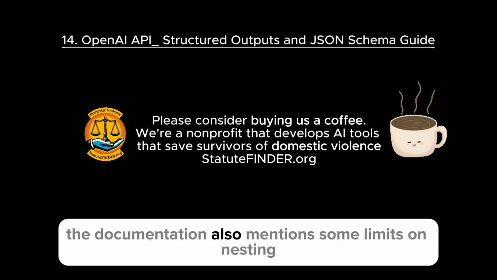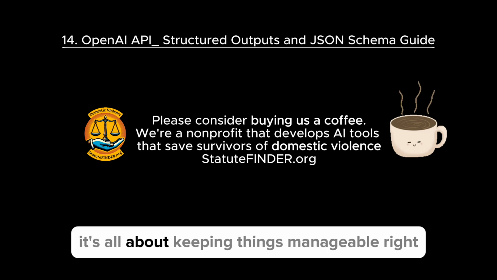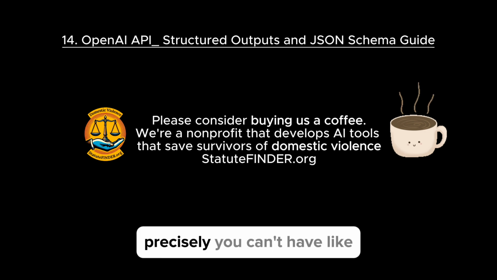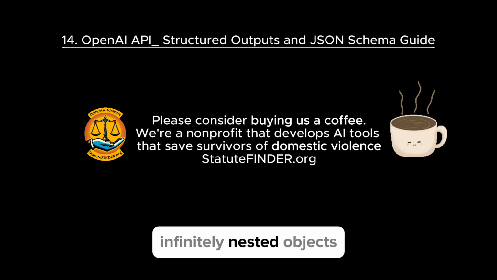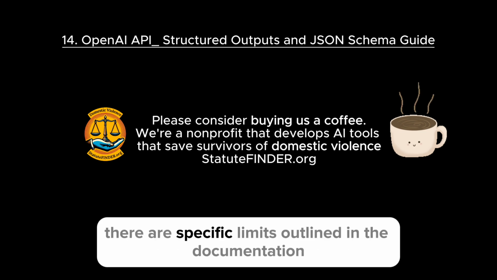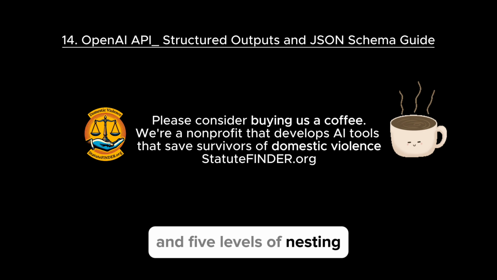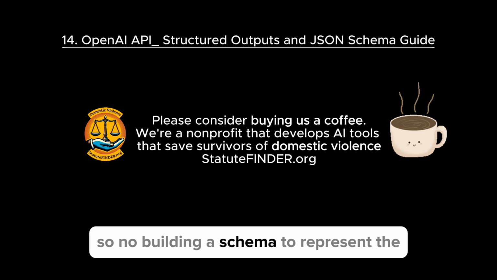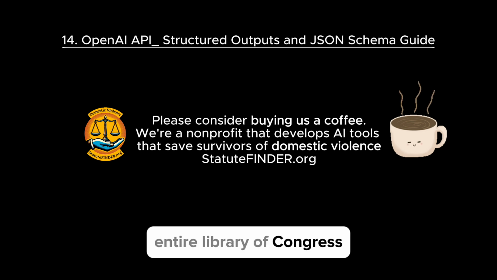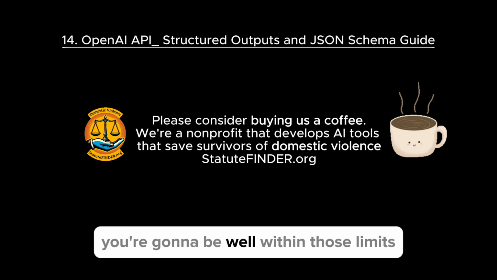Now, the documentation also mentions some limits on nesting and the overall size of your schemas. Right, I remember seeing that. It's all about keeping things manageable, right? Precisely. You can't have infinitely nested objects or super long lists of values. There are specific limits outlined in the documentation, things like a maximum of 100 object properties and 5 levels of nesting. So no building a schema to represent the entire Library of Congress, I guess. Probably not a good idea, but honestly, for most real-world scenarios, you're going to be well within those limits.